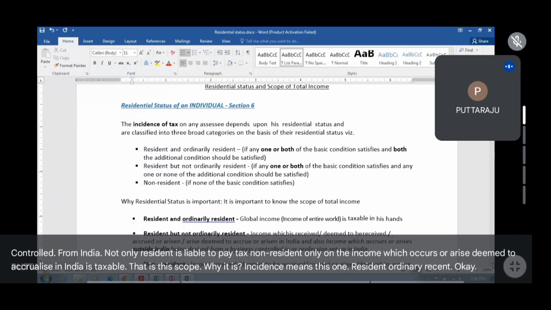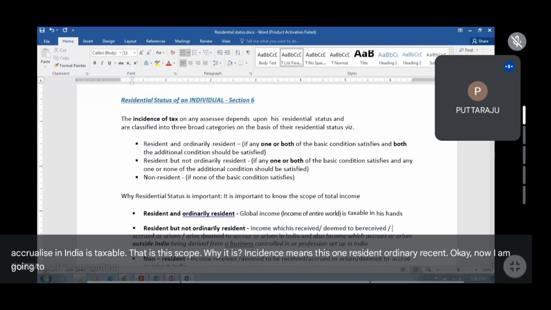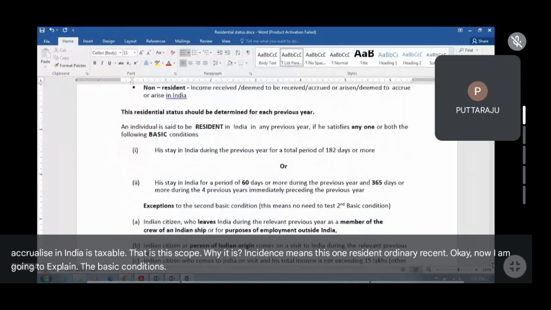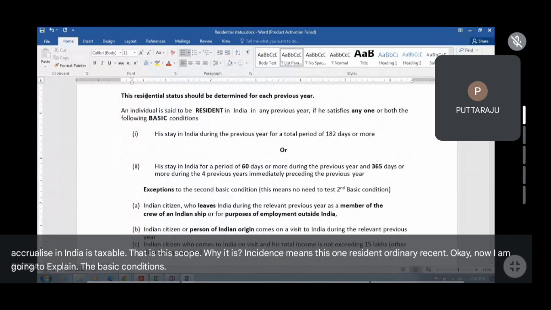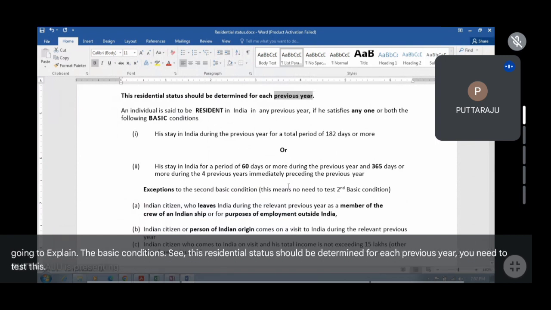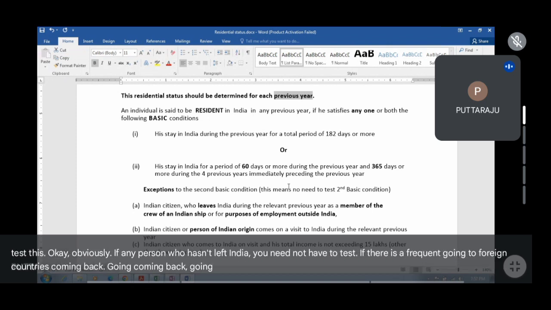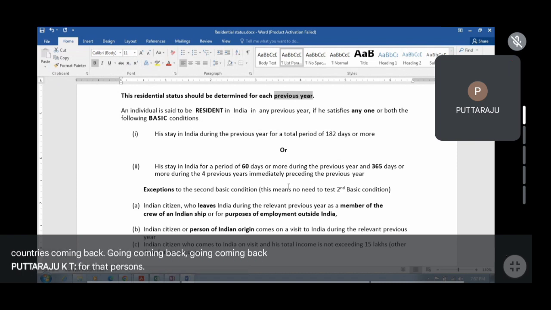Okay. Now I am going to explain the basic conditions. See, this residential status should be determined for each previous year. You need to test this. Obviously, if a person hasn't left India, you need not test. If there is frequent going to foreign countries, coming back, going, coming back, for those persons we need to test all these things.